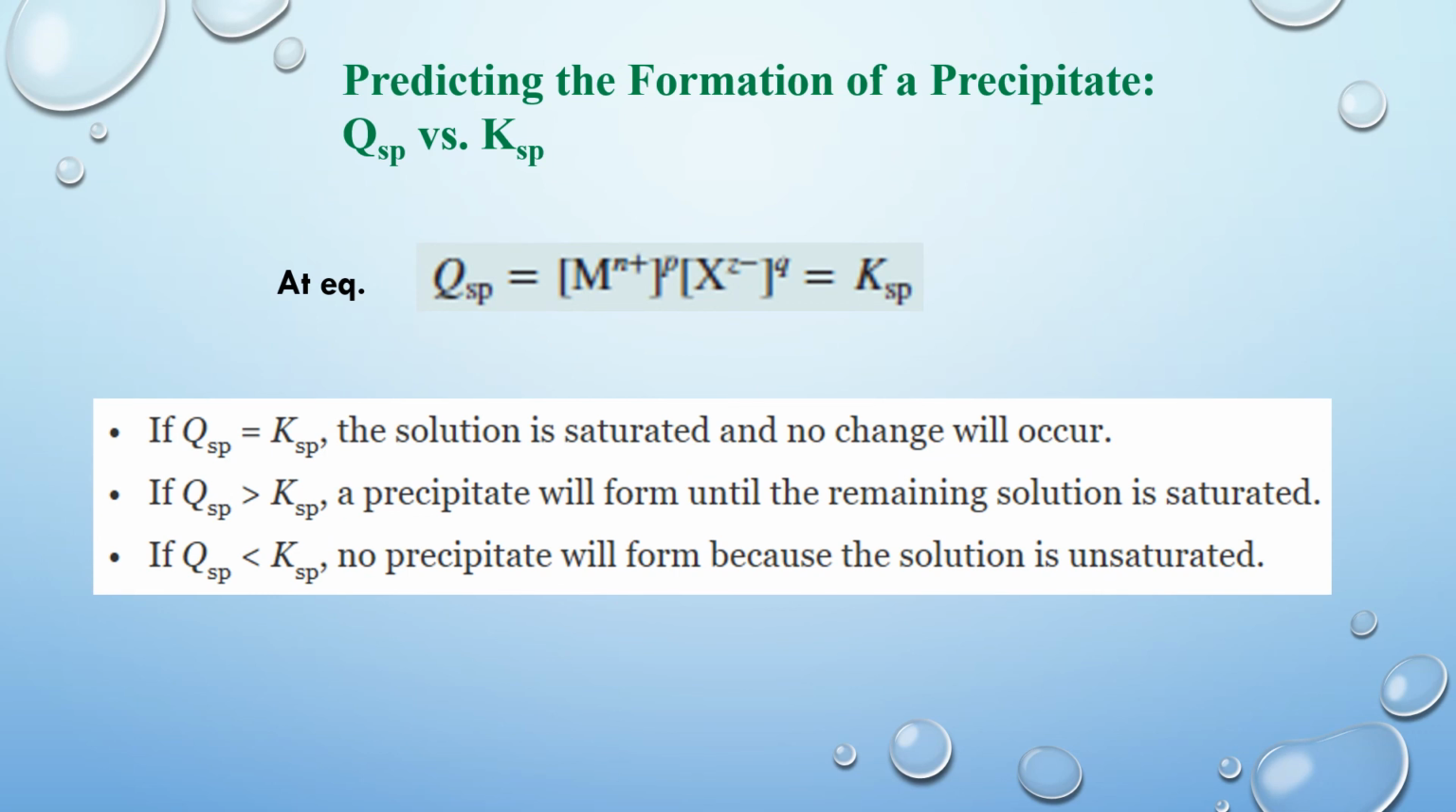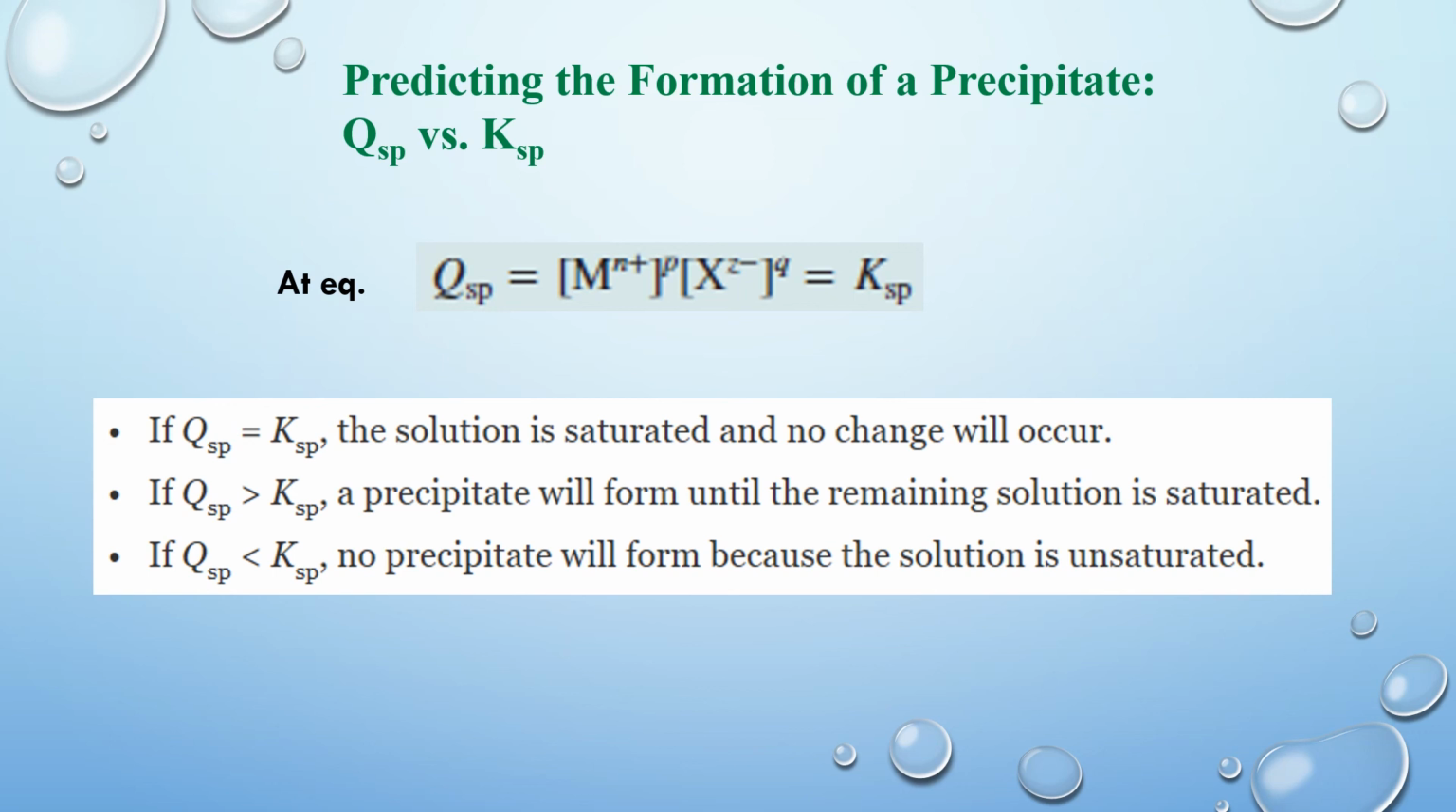So far, all the examples we have looked at are at equilibrium, or the solution is saturated. But there are also cases where we don't know whether it's saturated or not. For example, if you try to produce some of this precipitate, or the ionic compound, by mixing two soluble solutions, can we determine whether the solid is going to be produced or not?